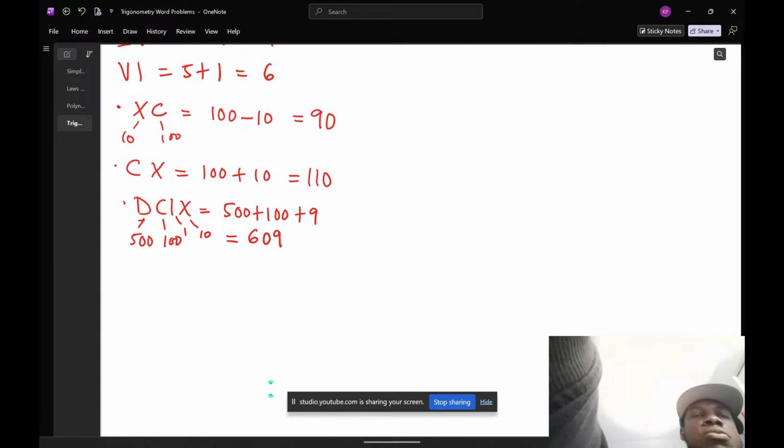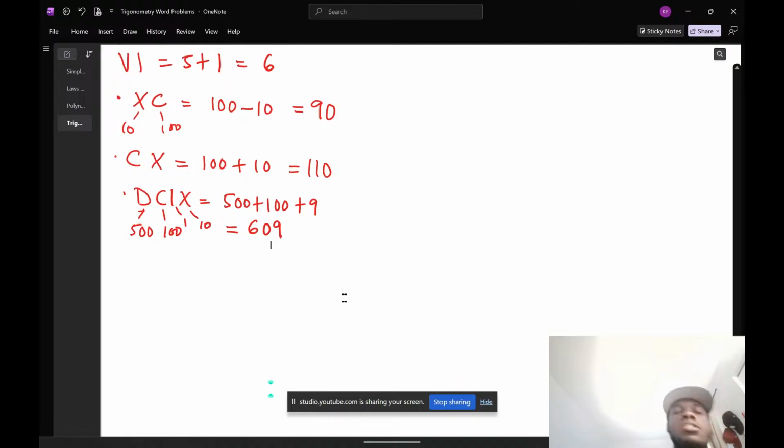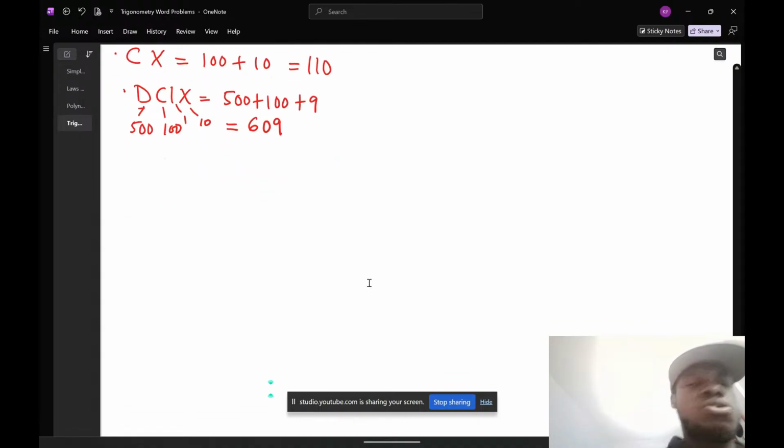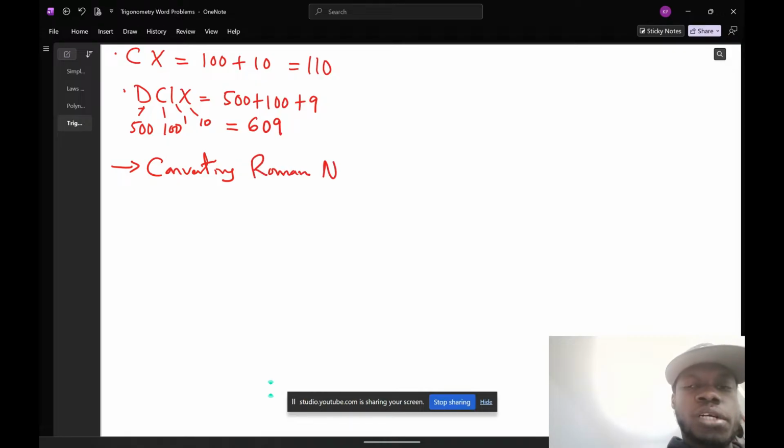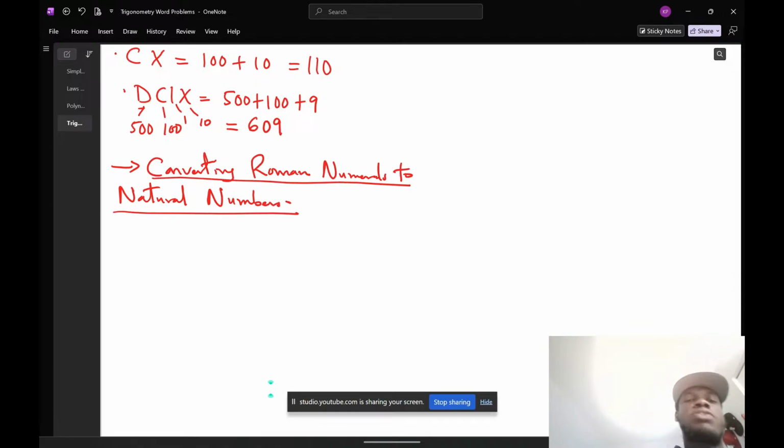Since I already did that one, I'm going to be converting Roman numerals to numbers. So now let's do converting Roman numerals to numbers, and then we'll talk about converting natural numbers to Roman numerals. Converting Roman numerals to natural numbers.